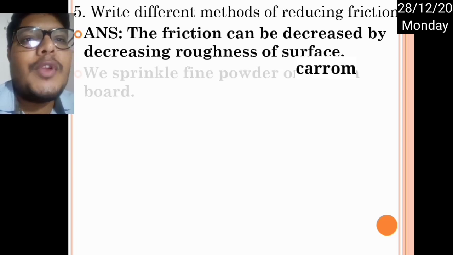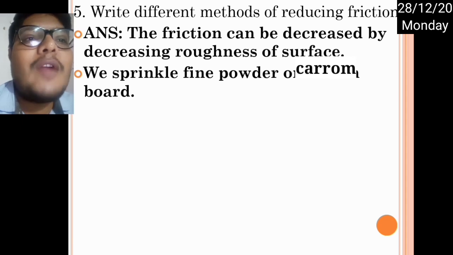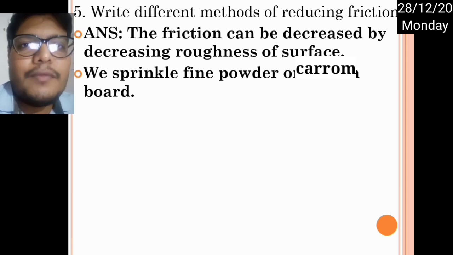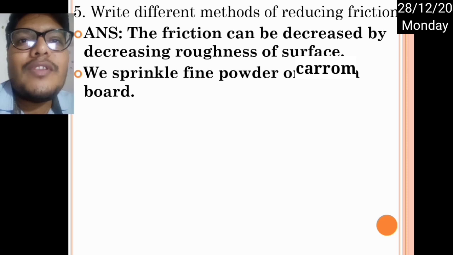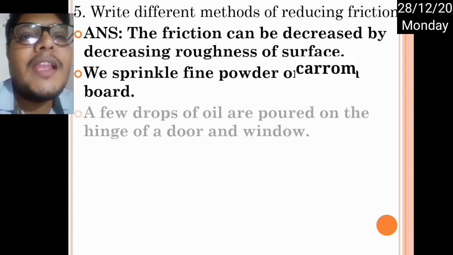Okay, first example. We sprinkle fine powder on the carom board, right? When we sprinkle the fine powder, it will be easy to play carom with the striker and the coins, right? They will move very smoothly on the carom board. That is the first example.